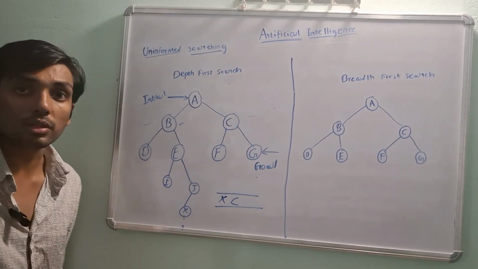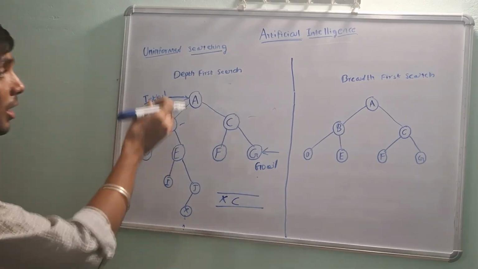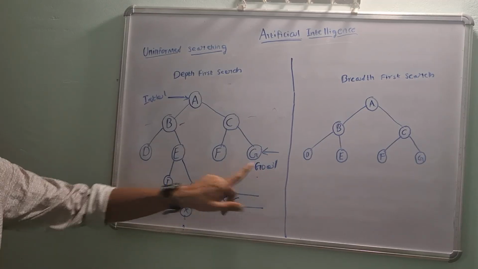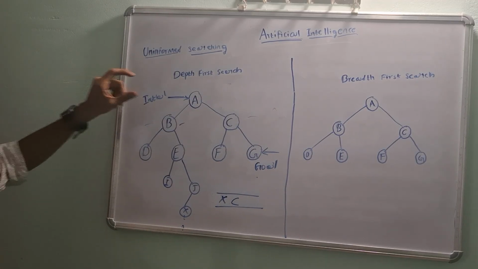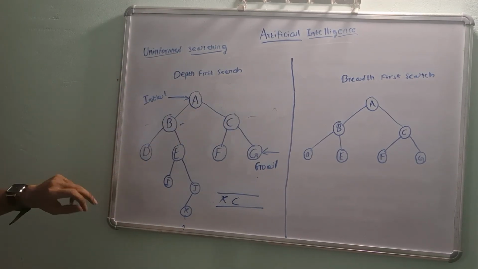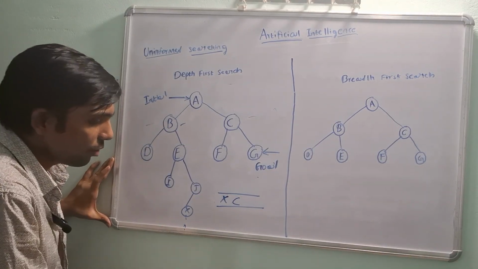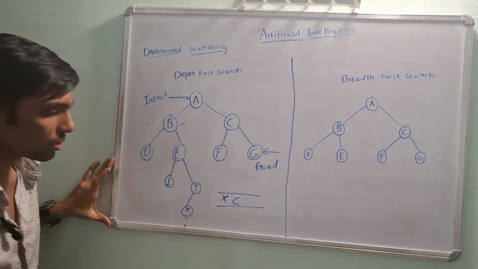And this loop continues and will never get terminated. The algorithm is stuck in an infinite loop, which would never lead us to the goal node. This is the drawback of the depth first search algorithm. Even though we can reach the goal node, the algorithm is stuck in the infinite loop because of this infinite number of nodes.